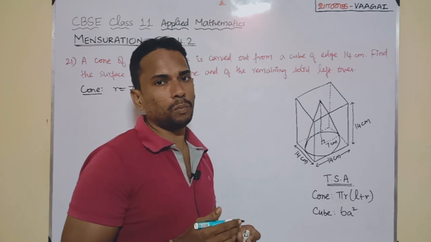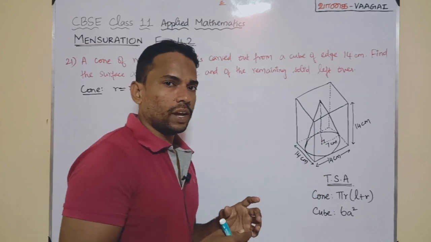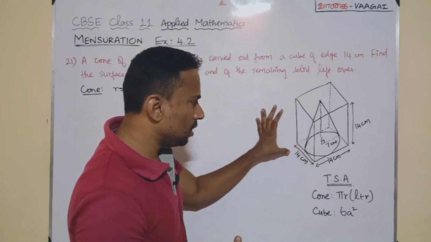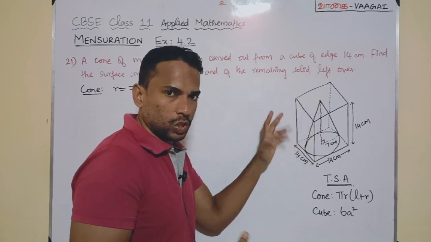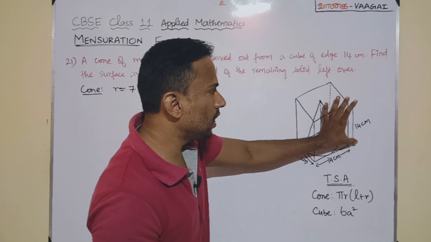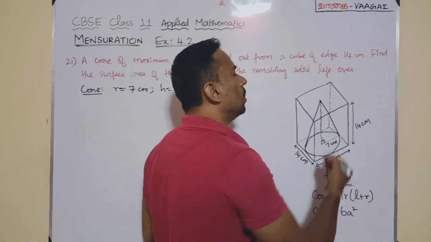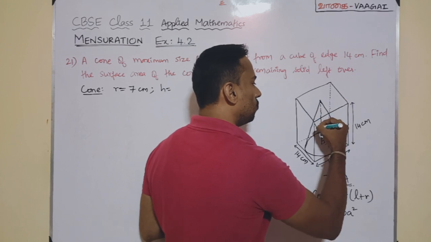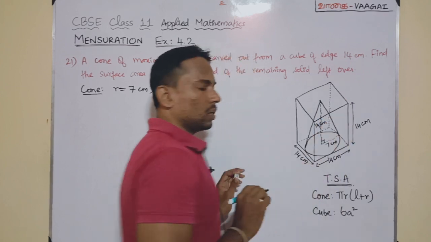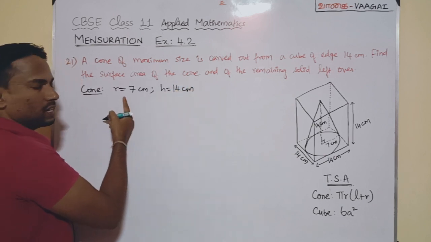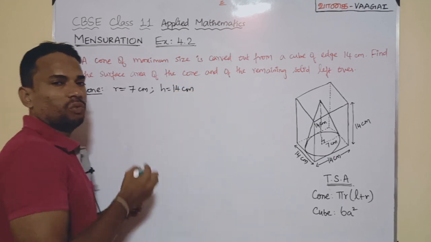Now what can I tell about the height? If I need to remove a cone of maximum size, the height should be exactly matching with the side of this cube, is it or not? Which means the height of this cube should be same as the height of the cone. That means, very simple, the height of this cone should also be 14 centimeter. These are the two important things you should be knowing: cone's radius is 7 centimeter, height is 14 centimeter.